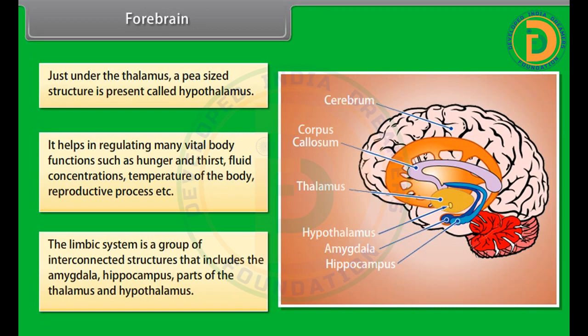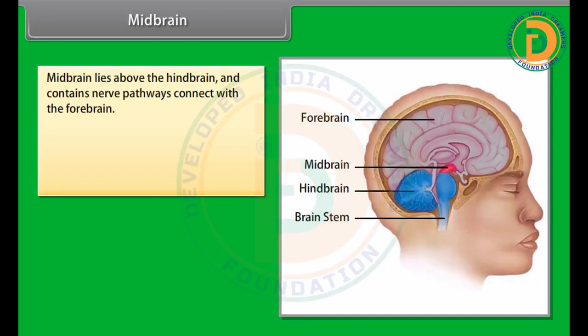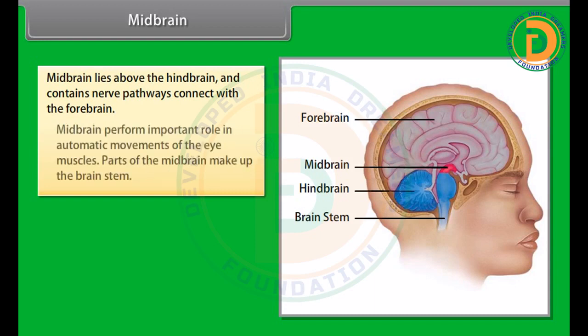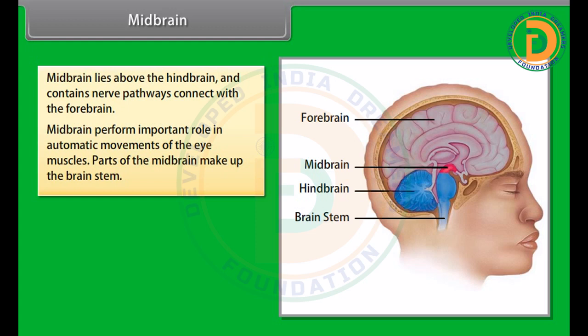The limbic system is a group of interconnected structures that includes the amygdala, hippocampus, and parts of the thalamus and hypothalamus. Midbrain. The midbrain lies above the hindbrain and contains nerve pathways connected with the forebrain. The midbrain performs an important role in automatic movements of the eye muscles. Parts of the midbrain make up the brainstem.